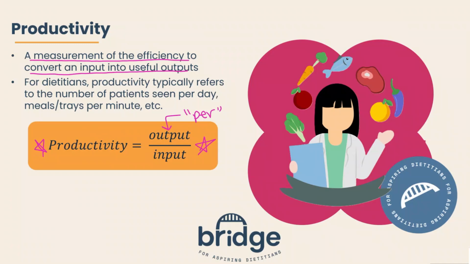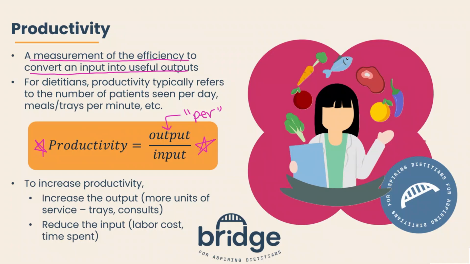And because we divide the numerator by a denominator, the value in the denominator becomes 1. So this equation tells us how much we get out if we put 1 unit in. For a dietitian, the output might be number of patients seen in a shift. The input might be the number of hours worked. And so the result will give us patients per hour, or how many patients are seen in 1 hour, which gives us quantitative and measurable data about efficiency.